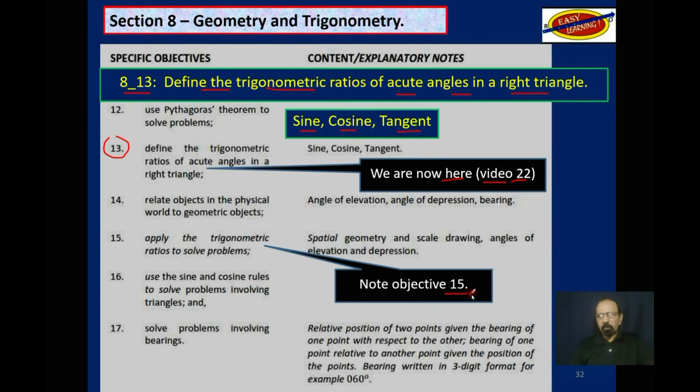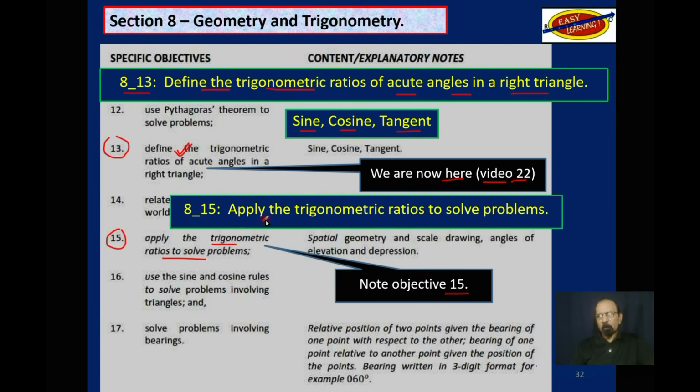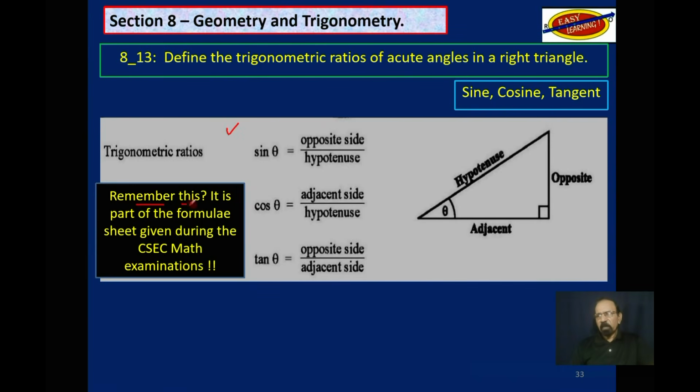Now note objective 15. Here we are defining them, making sure we understand what they are, and then in objective 15, we will apply the trigonometric ratios to solve problems. So in this objective, we are not going to do much calculation. Remember this? It is part of the formula sheet given during the CSEC math examination. So you are given the definition, and up here, this objective says you are to be able to define them.